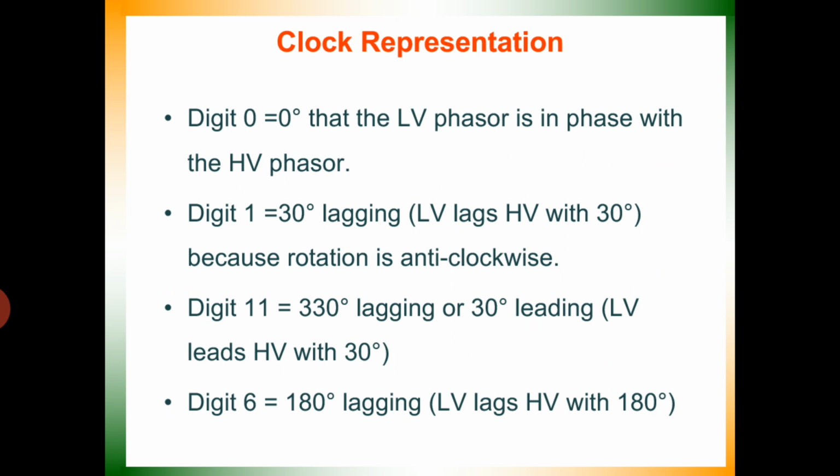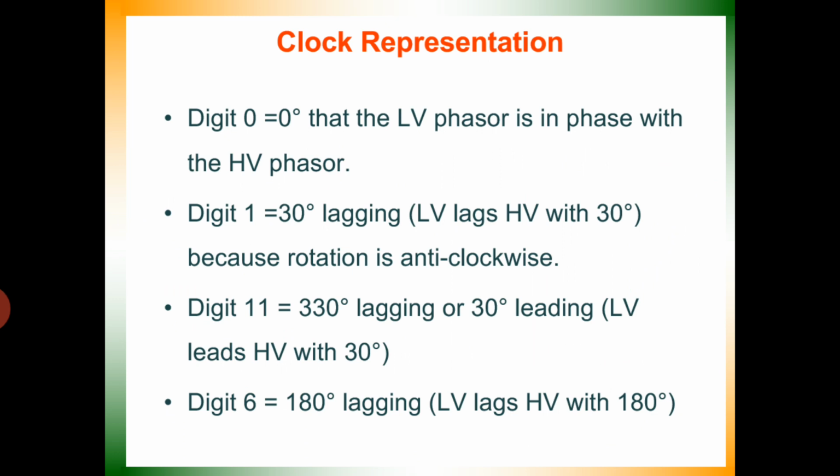So it can be understood again with the help of clock representation: digit 0, digit 1, digit 11 and digit 6. So what is meant by digit 0? Already discussed, digit 0 means our clock shows 12 o'clock. Digit 0 means there is no phase displacement between primary and secondary, and no phase displacement between LV and HV winding. It is also called LV and HV phasor. LV and HV phasor means LV lags, LV in phase, or LV leads. So in digit 0, LV is in phase with HV phasor.